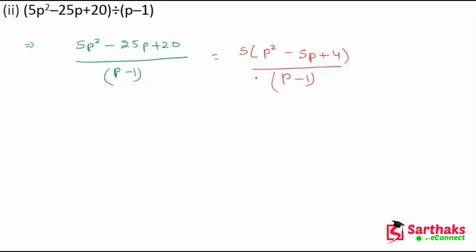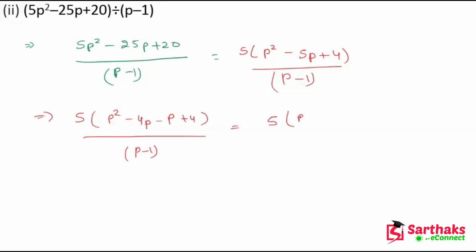Now we have to find the factors of this expression. How can we find it? So 5 into p square minus, we have to break this part, we can break it as 4p minus p, plus 4, because if we solve these 2 terms, we get minus 5p, and if we multiply the constant part, we get 4. In the denominator it is p minus 1.